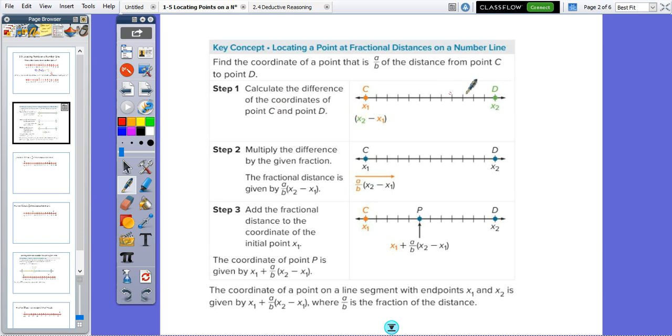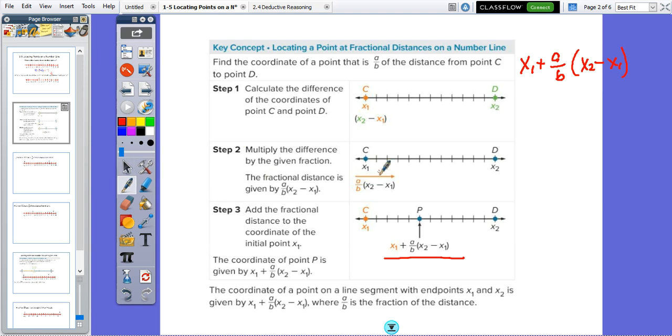So hopefully you can see this. It takes it into parts. This is the whole formula right here, so we'll write that out. Our formula is x1 plus a over b, that's our fraction, times x2, where we finished, minus x1, where we started. So look at it, we first find our distance. That's what the x2 minus x1 part means, find the distance between the two. Then we're going to take that times the fraction that we're expecting to be away from.